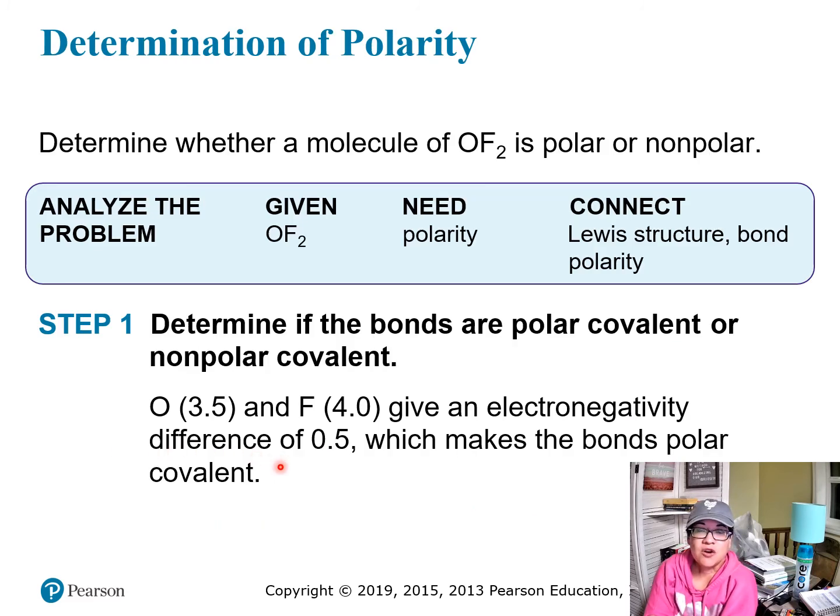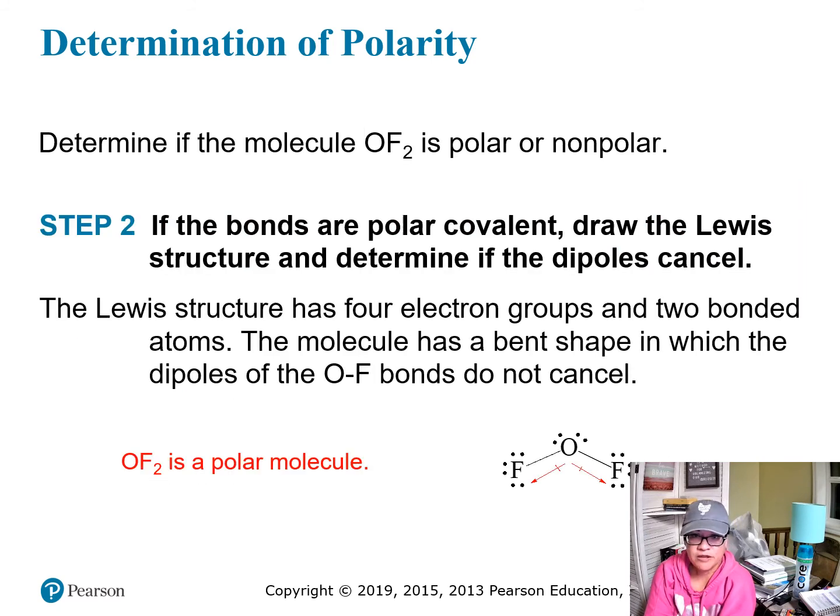Okay, so we can determine polarity using electronegativity. So again, we can look at these bonds to determine if this guy overall is polar or nonpolar. We subtract these and find a difference of 0.5. And since it's over 0.4, it's going to make it polar covalent. And here we see what the structure is going to look like. And we have 2 polar bonds facing this way. So overall, this is a polar molecule.